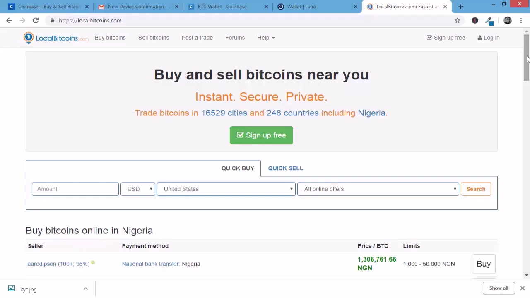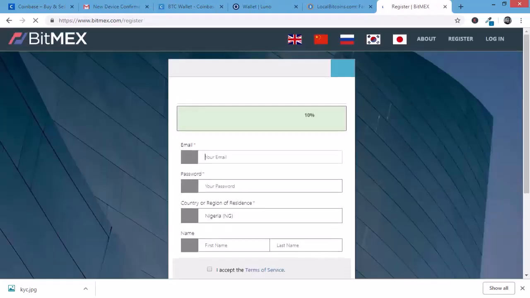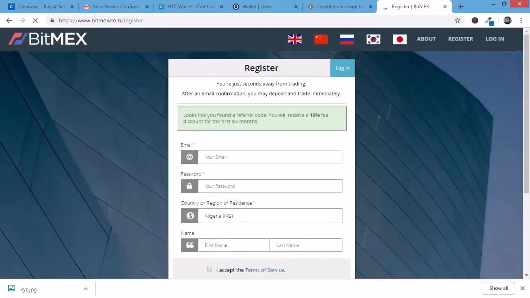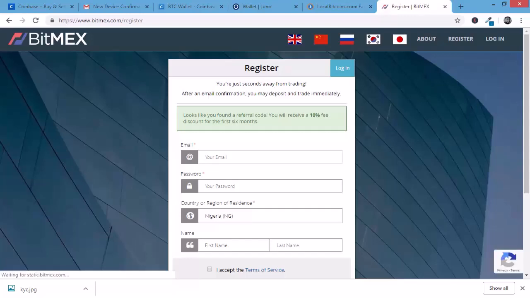In Local Bitcoins, you're dealing with other traders directly. So it is important to know a little bit about traders' previous history or feedback before going into a transaction with them. Another peer-to-peer trading platform is BitMEX. All you need to do is register, deposit, and start trading.